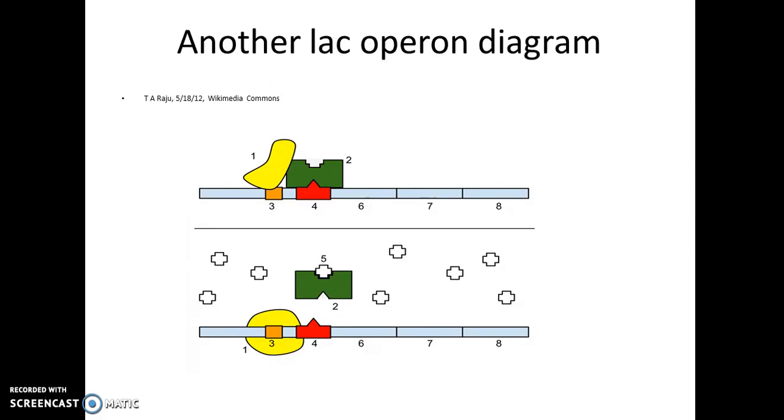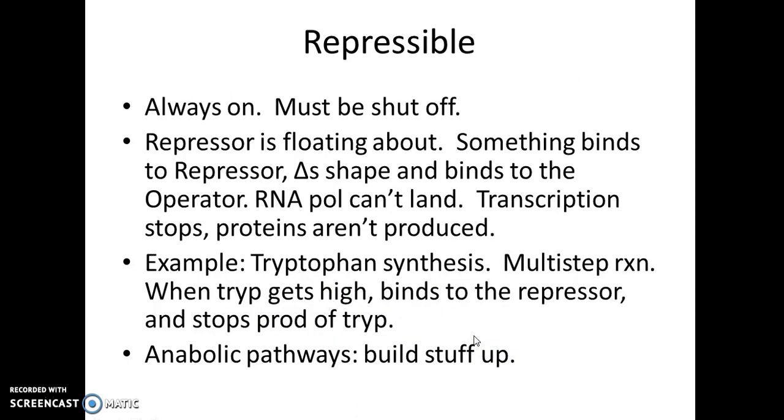Here's another lac operon diagram. Here's RNA polymerase. It's landed on the promoter, but it can't get anywhere because of this R protein here. The inducer binds to the R protein, changes the shape, and it leaves. Now RNA polymerase can land and produce the mRNA for these genes here. So that is the lac operon.